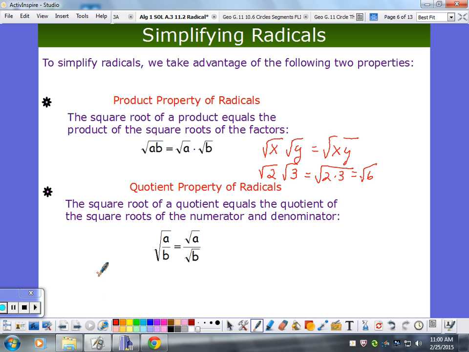Okay, the quotient property of radicals. I can't keep it as a fraction. You break them apart. And again, it's the same thing backwards. So if you see the square root of x over the square root of y, it's equivalent to this. Sometimes it's helpful to go this way, sometimes it's helpful to go that way. You can go either way.